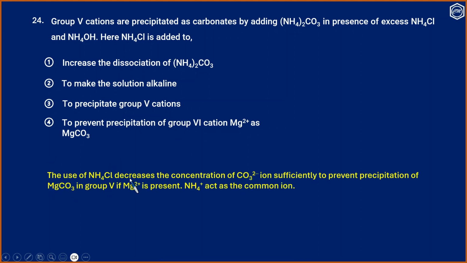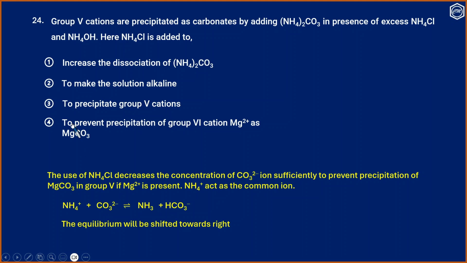The use of NH4Cl decreases the concentration of carbonate ion sufficiently to prevent a precipitation of magnesium carbonate in group 5 if magnesium is present. Ammonium acts as the common ion. So there exists an equilibrium between NH4+ and carbonate ion giving NH3 plus HCO3 minus. The equilibrium will be shifted towards right. So the concentration of carbonate will be reduced.